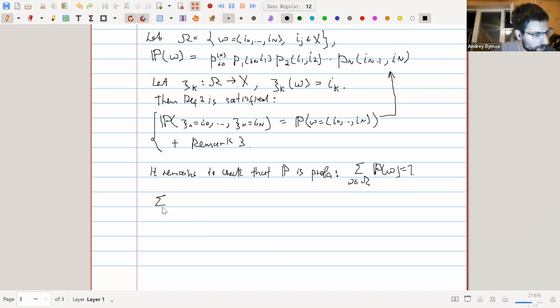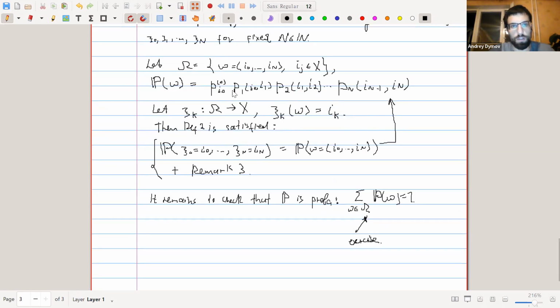Okay, so let us go further. This will be an exercise. How do you do this? You just take summation over all sequences, right? And then you should separate these summations. For example, when you take the summation over i_n, only this term depends on i_n. Then you can put the summation here, and so you sum up only these terms, but their sum is one. And then by induction, you get that the whole sum is one. Okay, so this will be your homework.